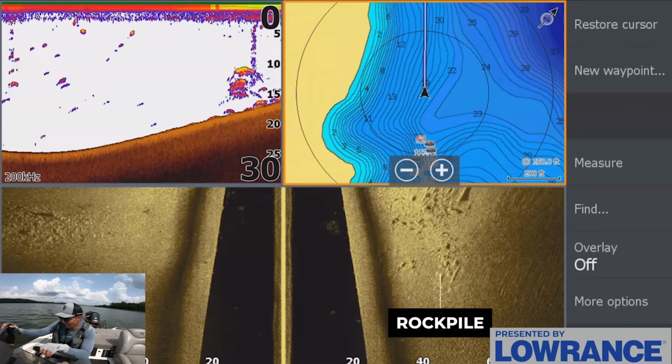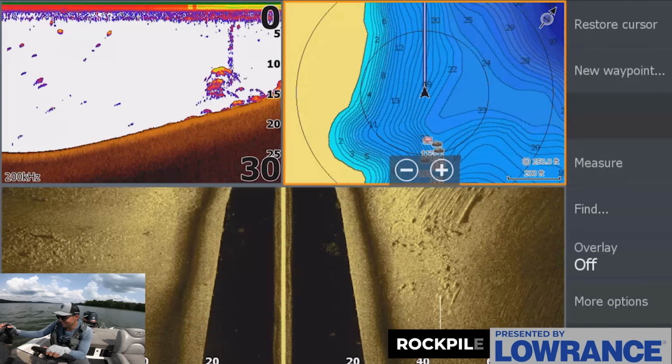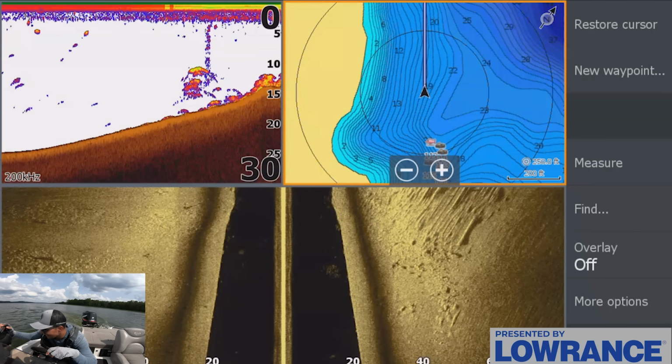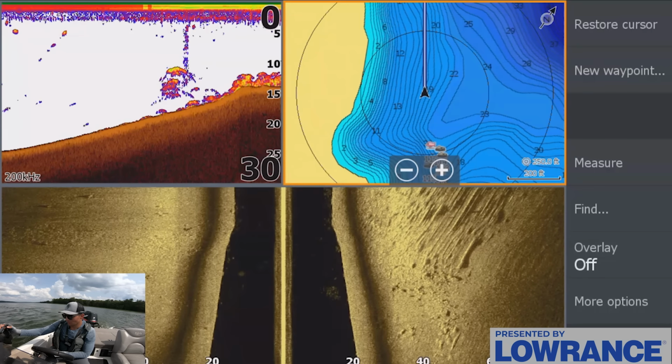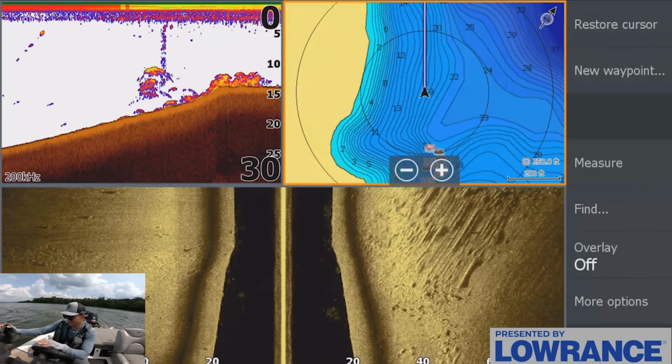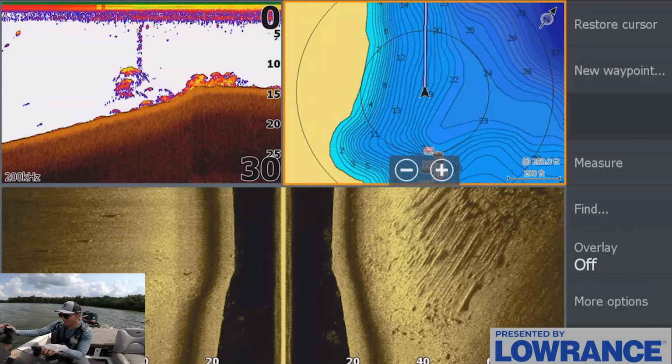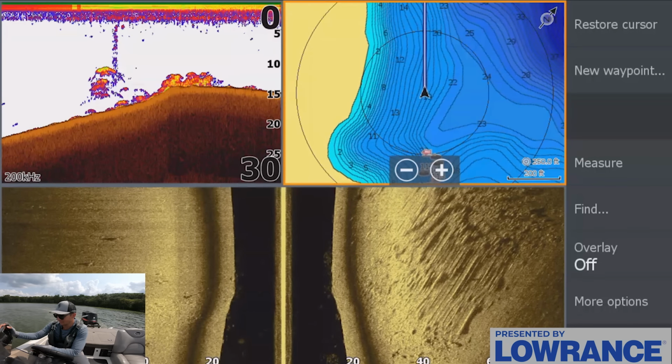Ooh, they're here too, guys. Look at those, look at that. There's more rock. Look at that. I just had a feeling. Normally when you find one little deal, there's another deal close by.